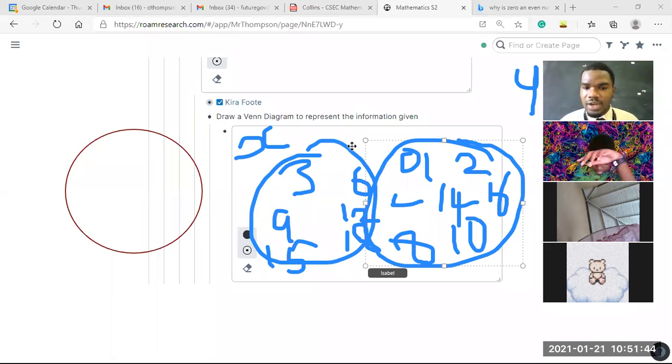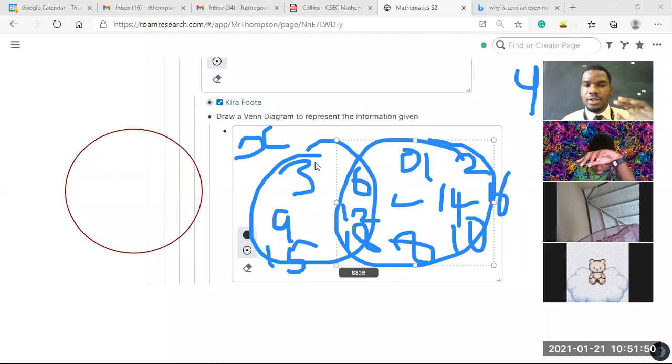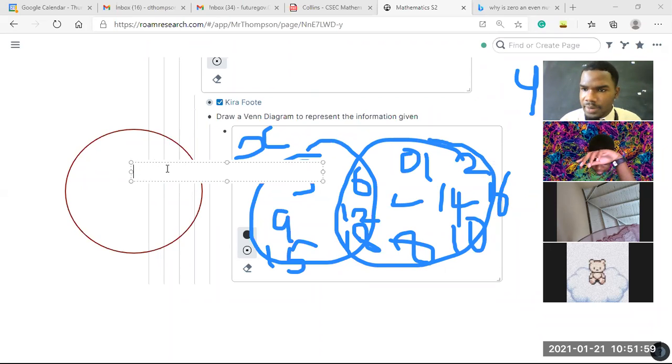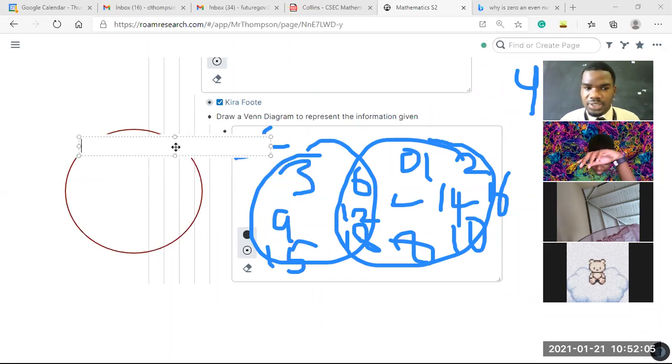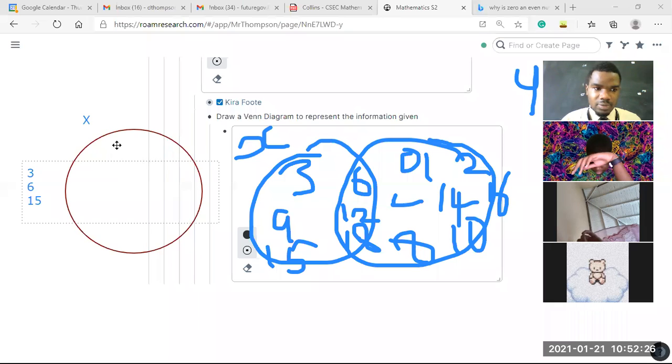So if we go back to find all the elements, all the elements that are under set X are going to be 3, 9, and 15. You're glitching a lot. Let me try the screen share again. Can you hear me now? Yes, sir. So I'm going to quickly redraw what you did. Let's put set X up here.